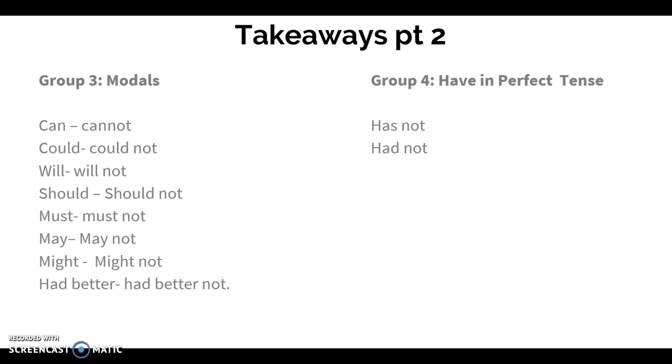Takeaways part 2. Group 3, modals. Can is cannot, could not, will not, should not, must not, may not, might not, had better not. And group 4, have and perfect tense, has not and had not.